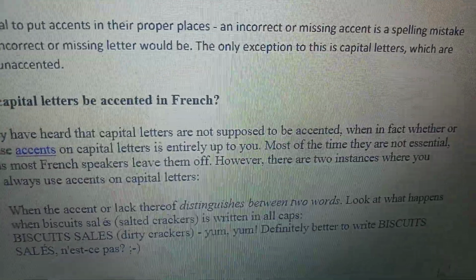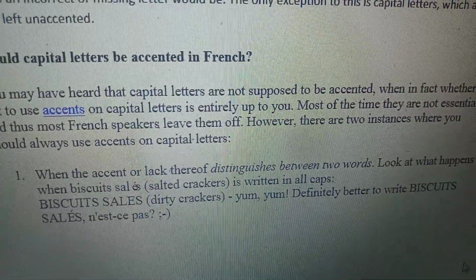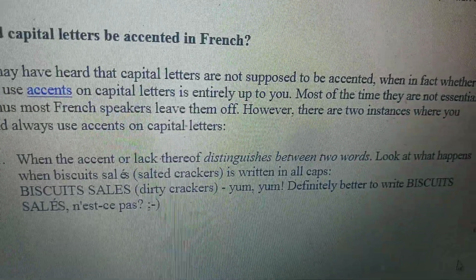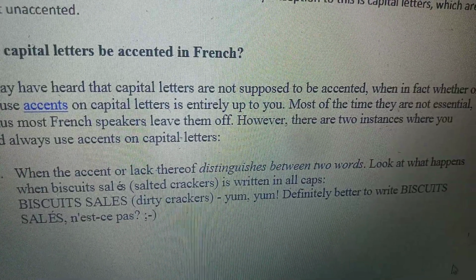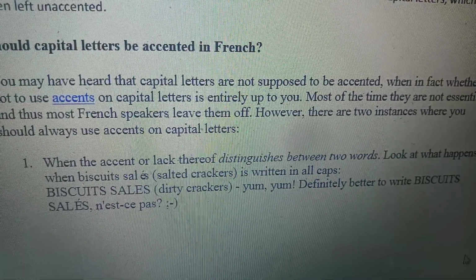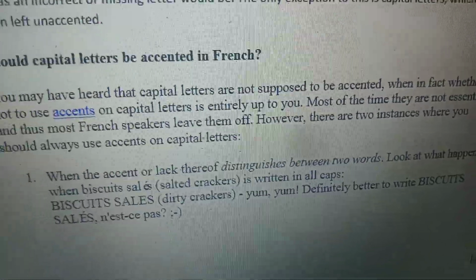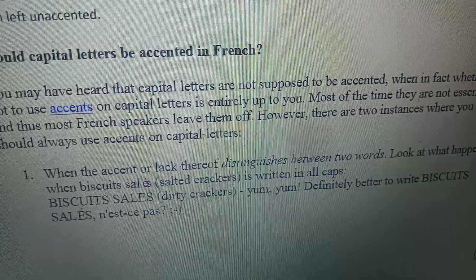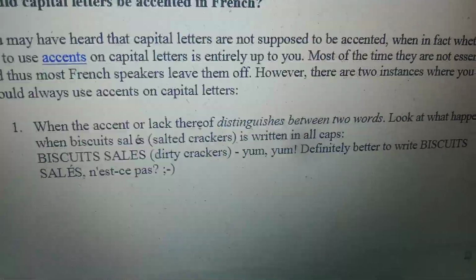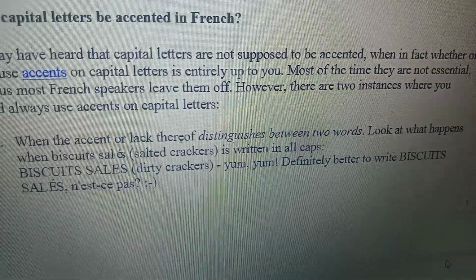However, there are two instances where you should always use accents on capital letters: when the accent or lack thereof distinguishes between two words. Look at what happens when biscuits salés, so salted crackers, is written in all caps. Biscuit sale. It will mean dirty crackers if you don't put the accent. That's how it is going to be pronounced. Well, yum yum. Definitely better to write biscuit salé, n'est-ce pas? N'est-ce pas means isn't it?